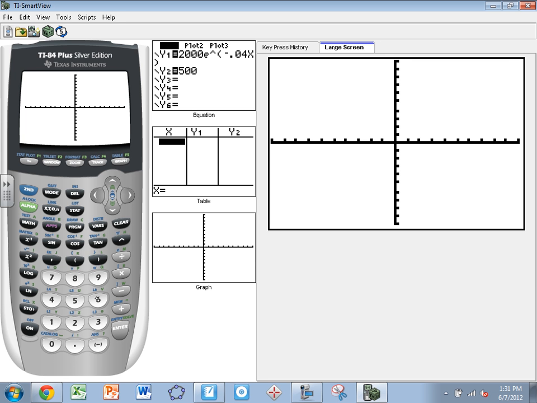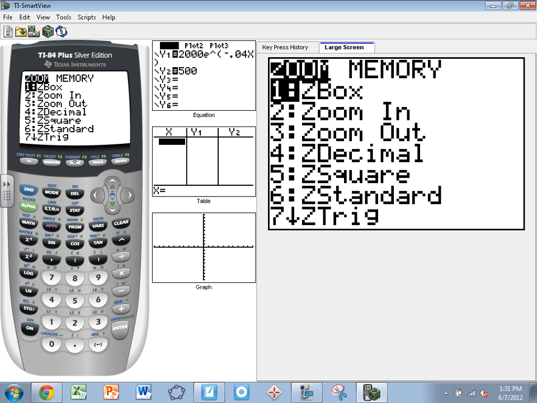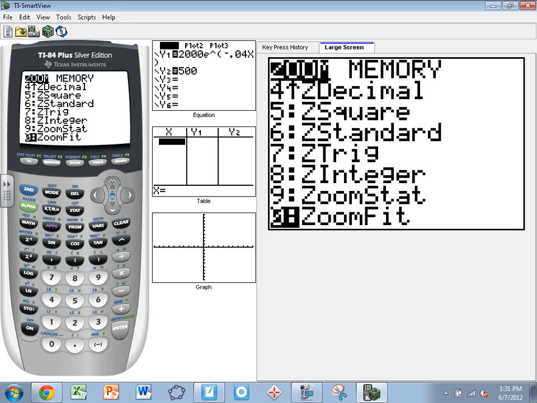And Bridget, there's a bunch of other ones on here also. I mean, zoom in, zoom out, zoom decimal, zoom square. You're not going to use many of those. You might use zoom in and zoom out. Zoom trig is good next year when you're doing trigonometry. Zoom stat was very good. Where's zoom stat? Number 9. Remember we did the data points with the M&M lab? That was for zoom stat.